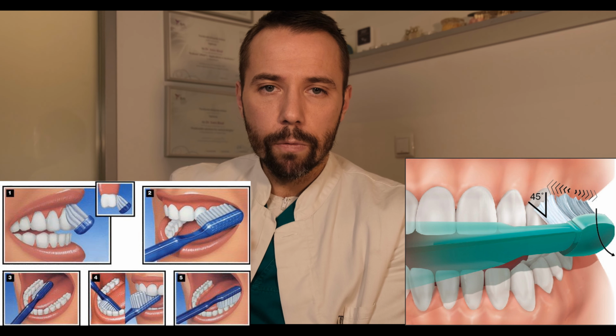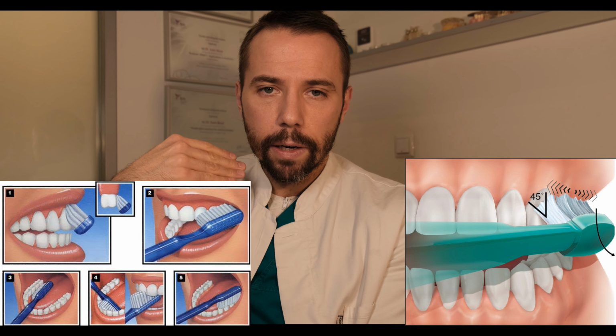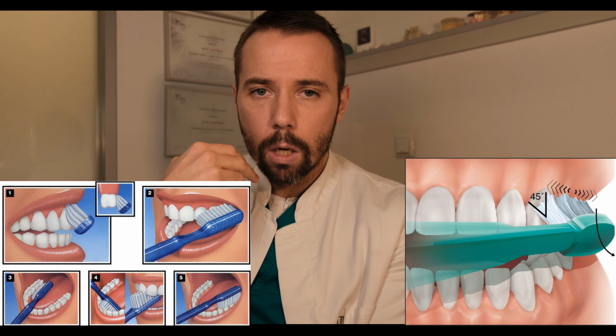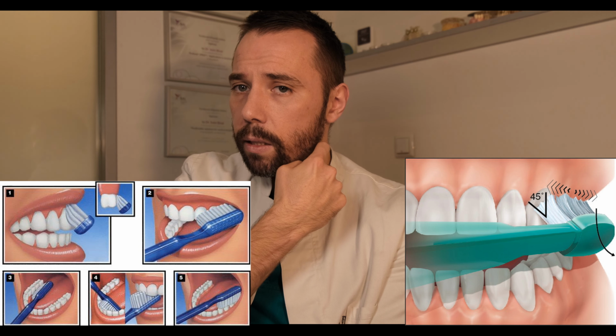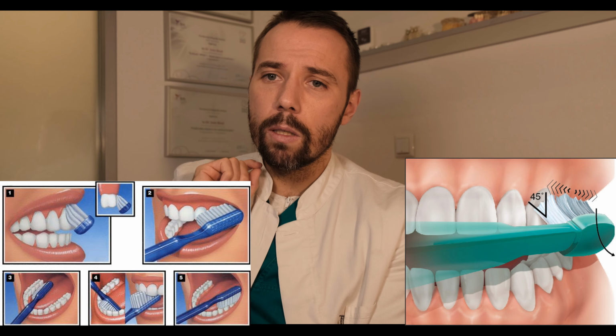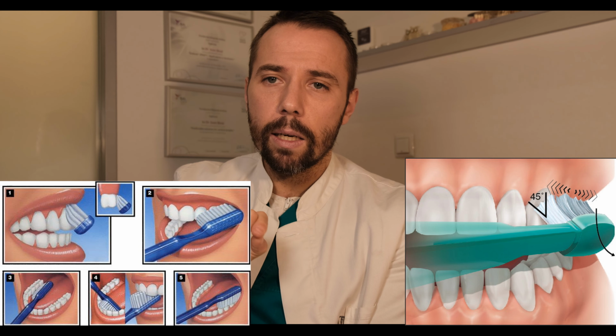Same thing goes for the lower jaw. 45-degree angle, circular motion around the lower teeth, around to the other side, behind the last tooth, on the side where the tongue is, clean it again, and that's it.